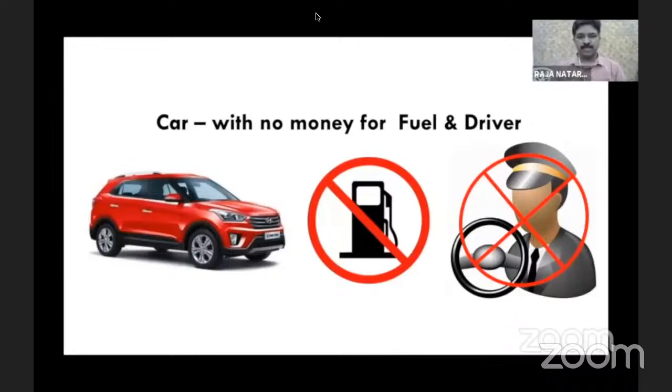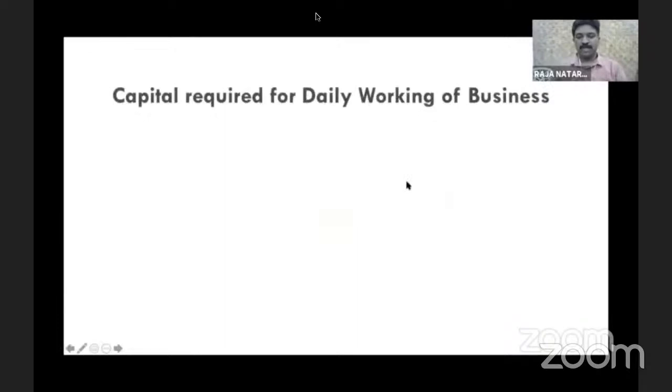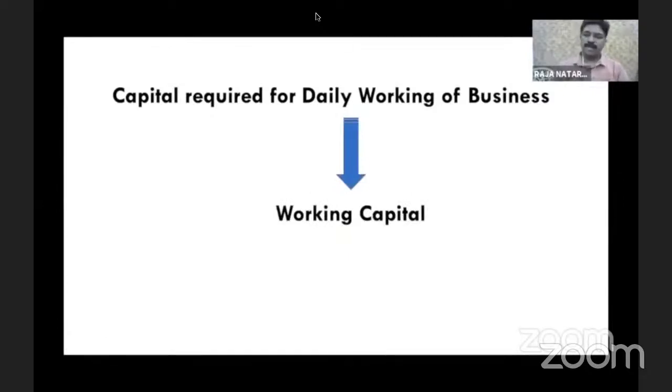It means it's not sufficient just to have long-term capital for long-term assets, but it is also required to have some capital for the short-term assets, like fuel, raw material, and investing in employees. Unless I do this, these long-term assets will not generate any revenue for me. So I should invest in working assets, not only the long-term assets. So this boils down to the point that working capital is the capital required for the daily working of business.